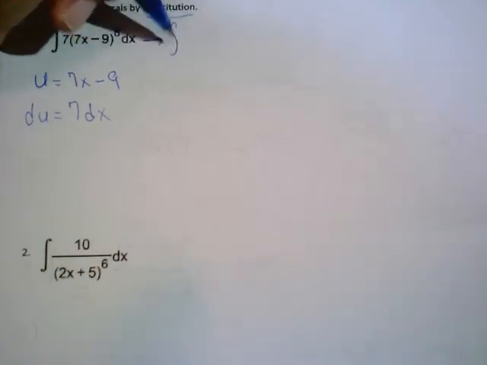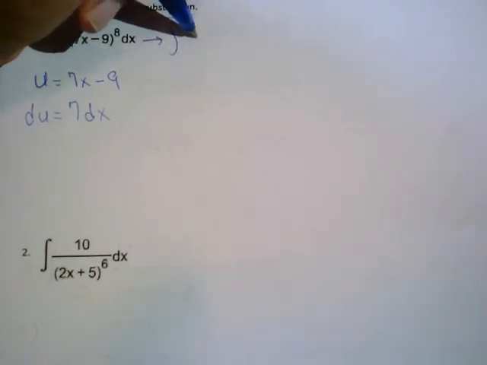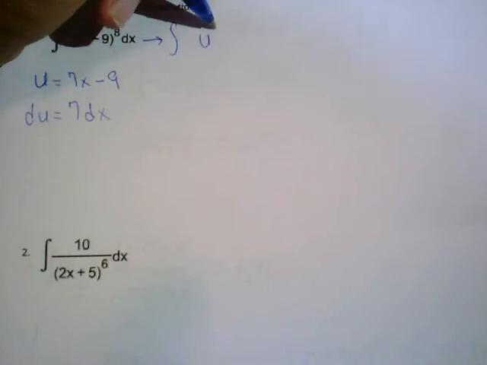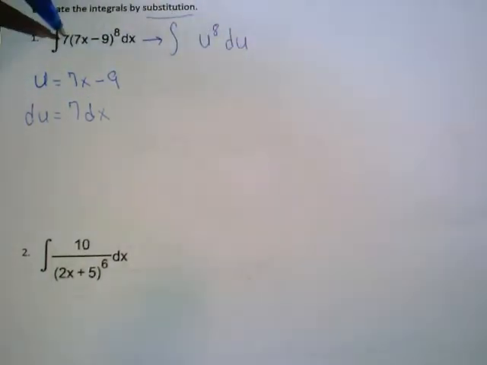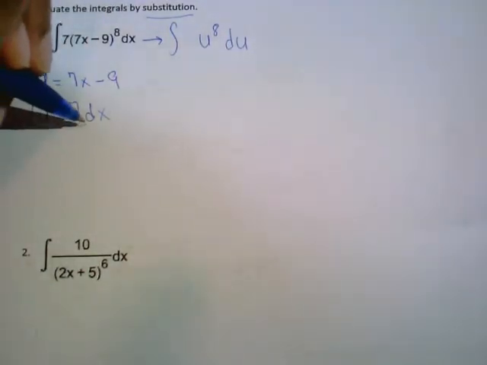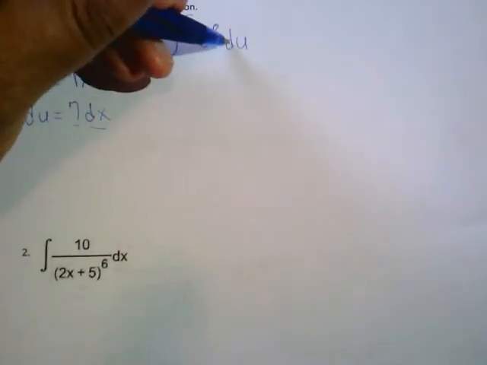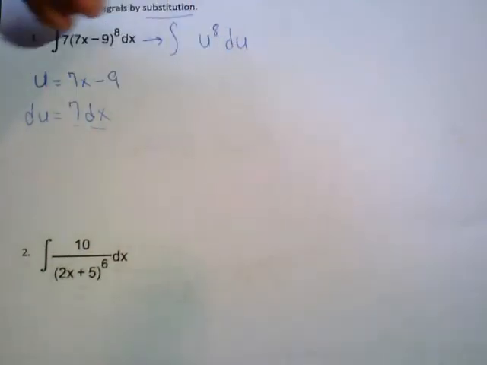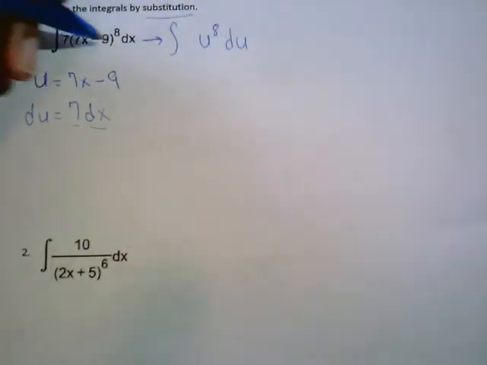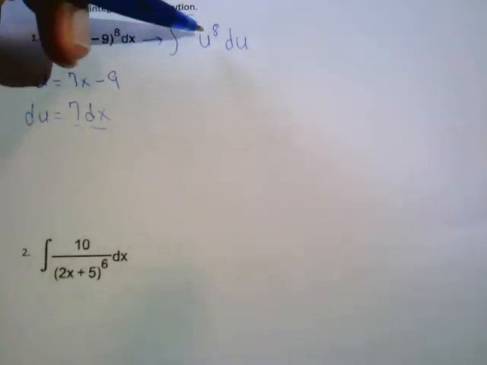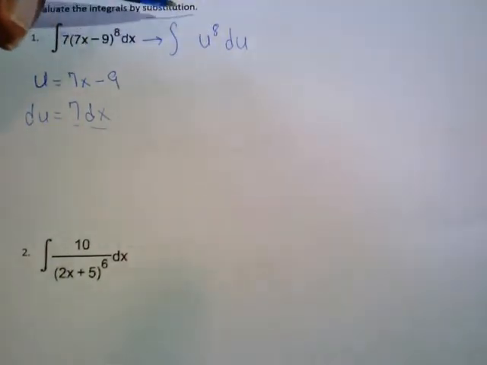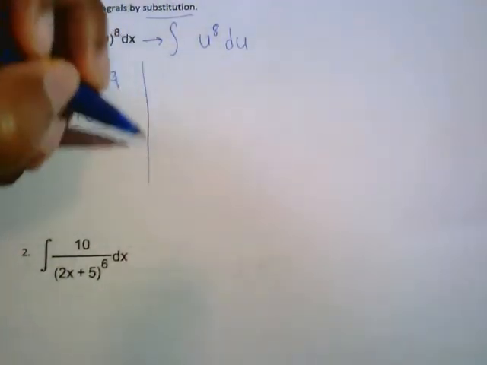So now we'll make our substitution from the original problem with u instead of x's. This will now become the integral of u to the 8th power du. Notice that at first there was a 7 here, but du equals 7 dx. So when we substitute the du into the equation, that's taking the place of this 7 and this dx. So now it's a pretty straightforward integral where we can just apply the power rule to complete it from here.